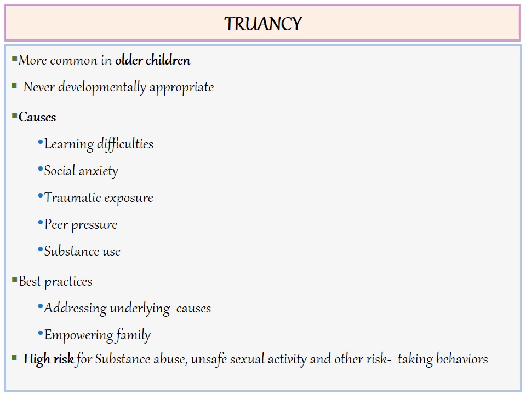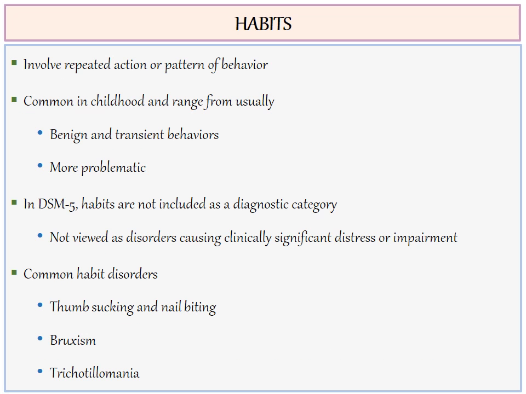Truancy. Causes include disorganization within the home, caretaking needs of younger siblings, developing conduct problems, or emotional problems. It is more common in older children and is never developmentally appropriate. Other causes: learning difficulties, social anxiety, traumatic exposure, peer pressure, substance use. Best practices: addressing underlying causes and empowering the family. There is a high risk for substance abuse, unsafe sexual activity, and other risk-taking behaviors. It is never developmentally appropriate and should be referred.